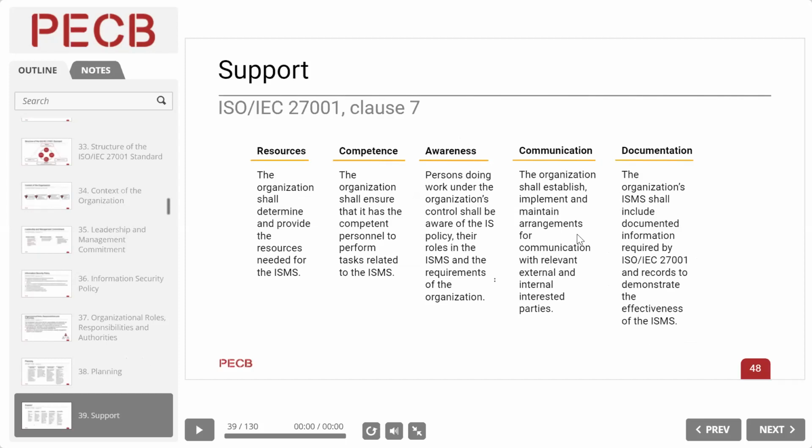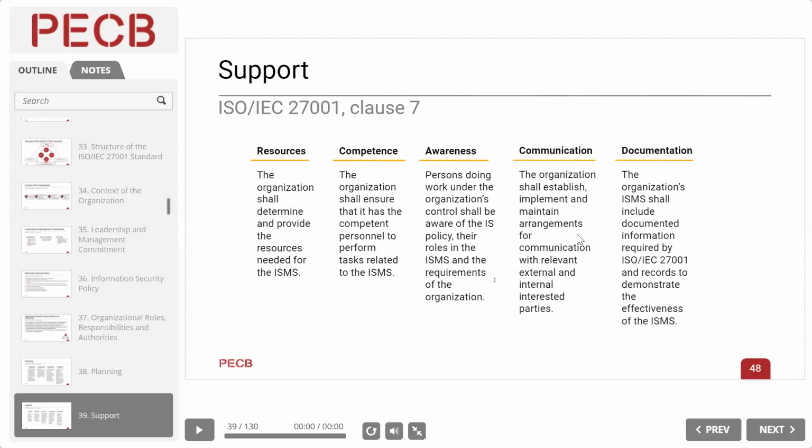Then we also notice support as one of the clauses. So that's clause 7. Okay, so what are some of the things that we need to do to support the successful running management of the management system? So if we're going to have a well operating management system, these are some of the things that we need to have in place. Okay, we need to have resources. So there's a number of resources that we need to have.